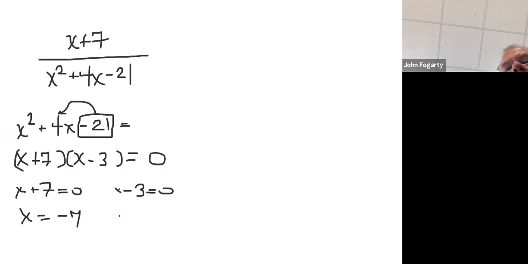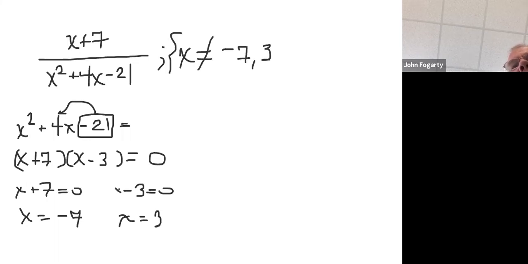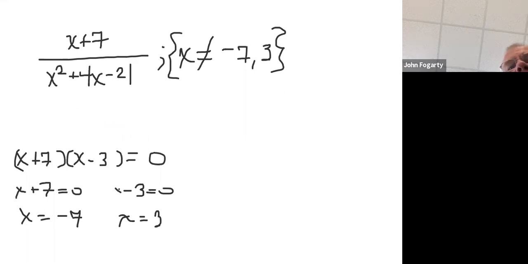So here's what I know. Whenever x is negative 7 or positive 3, my denominator is going to be equal to 0. So my values for the domain, what numbers x can be, will be all real numbers except negative 7 and positive 3. That's all. Now, we also want to simplify that. Well, I'm not going to do a lot more work than I have to. Simplify that just means what?